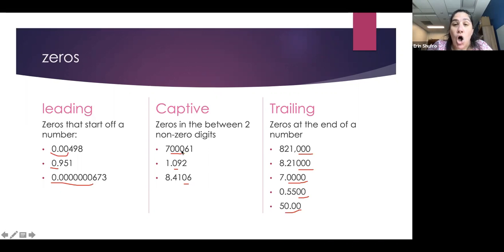Captive zeros always count. They're always important. So we have 7, 0, 0, 0, 6, 1. All of those are important. So this particular measurement has 6 digits of significance. Okay. The next one, 1.092. Again, the zero in the middle is important. So we have 4 significant figures.